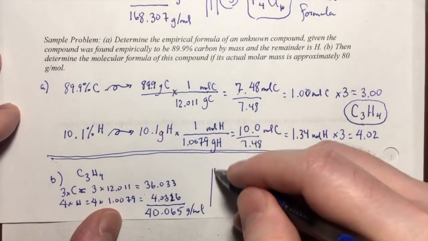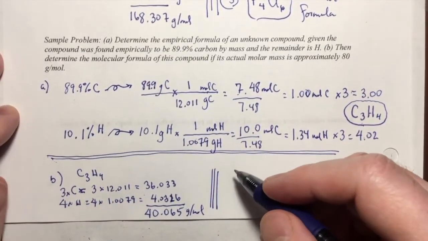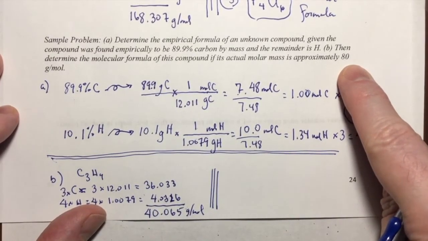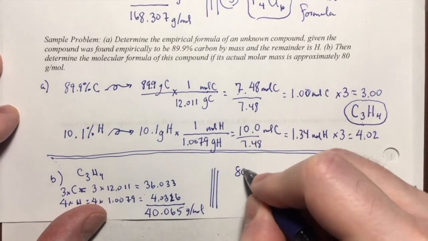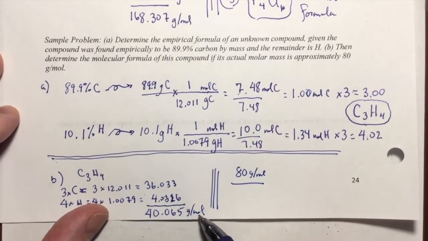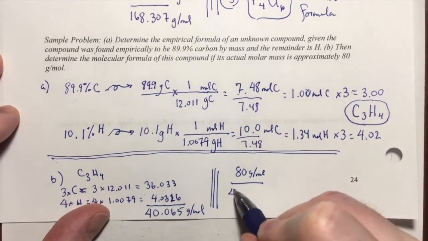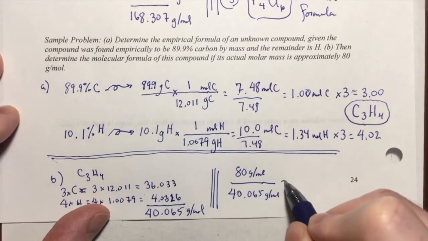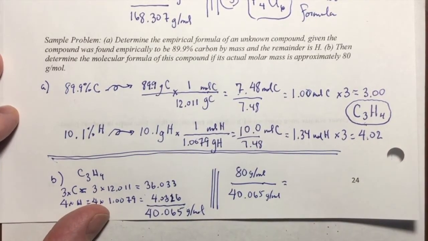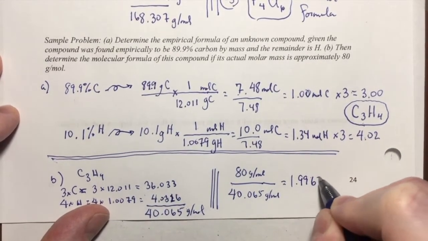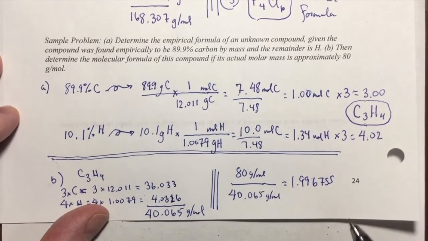But let's go through the math. Let's do the diligent steps here. Step 2, I'm going to take the actual molar mass of the compound, which is 80 grams per mole, and I'm going to divide it by the empirical formula mass that's been calculated. And my answer is 1.996755. I'll go ahead and write all that out, 1.996755, and so on.